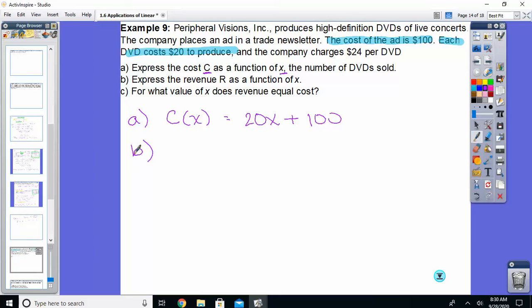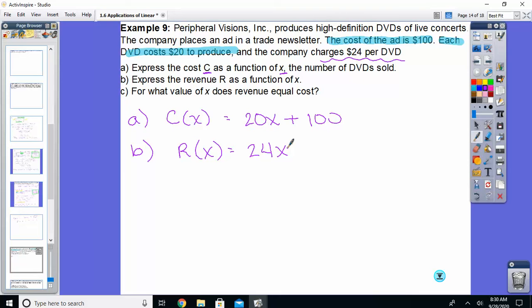Express the revenue as a function of x. Revenue is the money you're bringing in, so I'll choose function notation. R of x equals, when we're talking about the money they're bringing in, the amount they're charging per DVD. So that would be 24x. It's a repeated thing. Every time they sell a DVD, they get another $24.